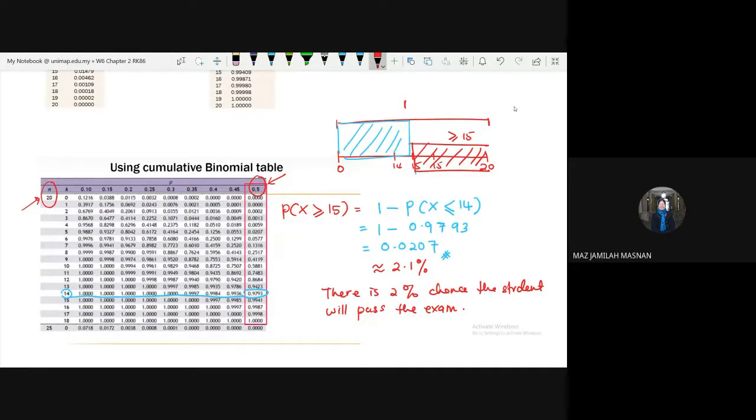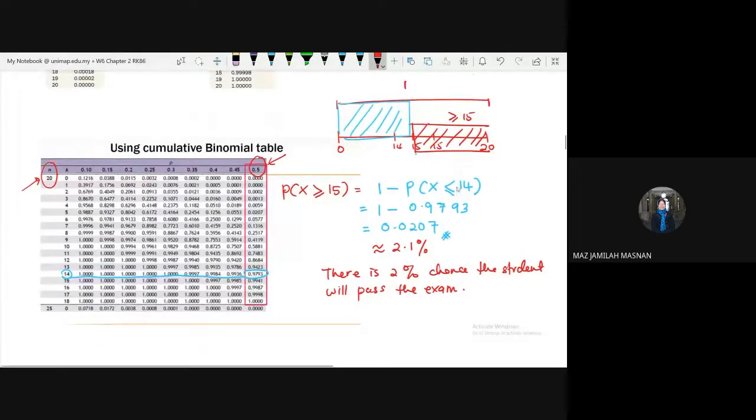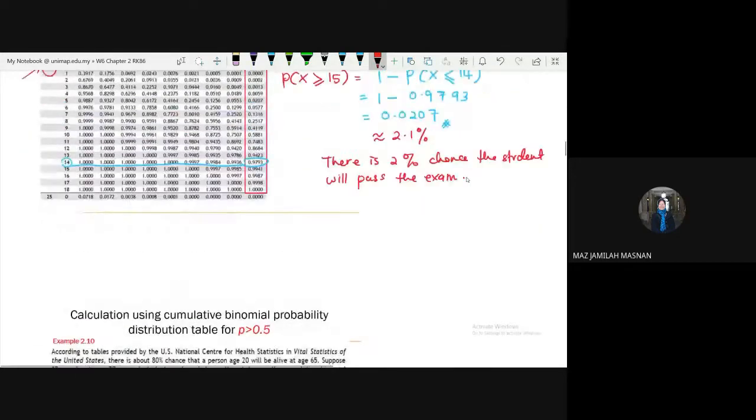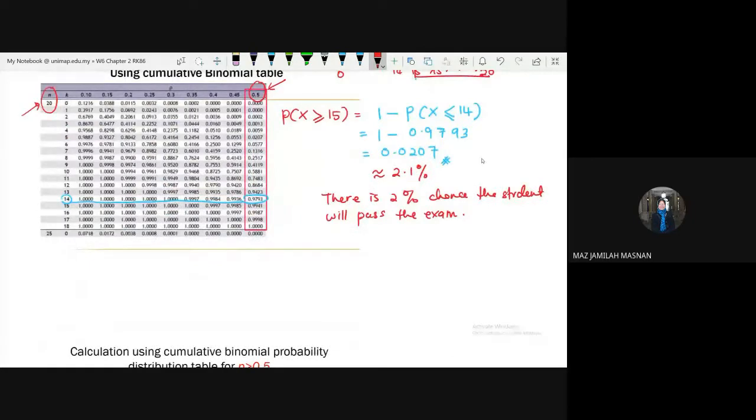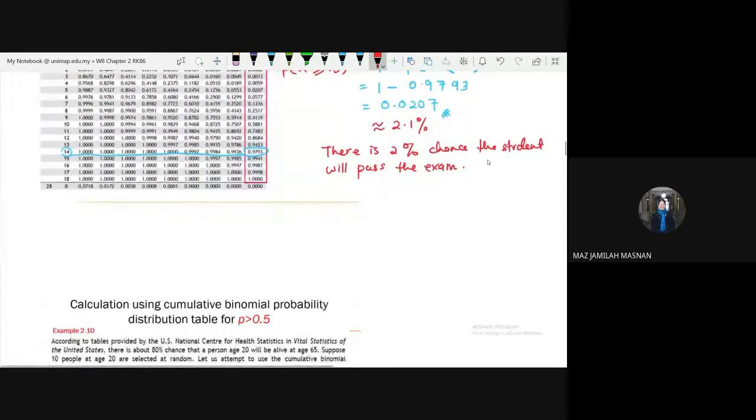Okay. Do you have any questions before we proceed? We haven't discussed Poisson yet. If there are no questions, we proceed with the last part before we go into Poisson.